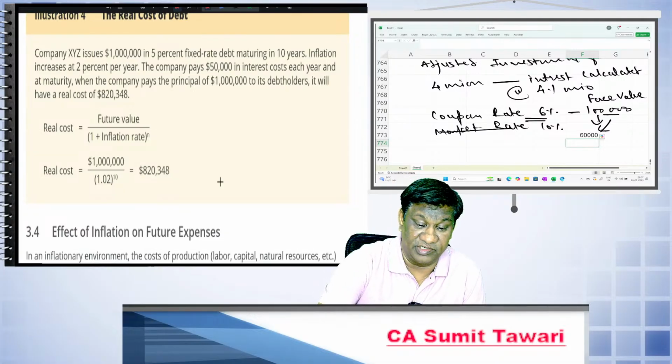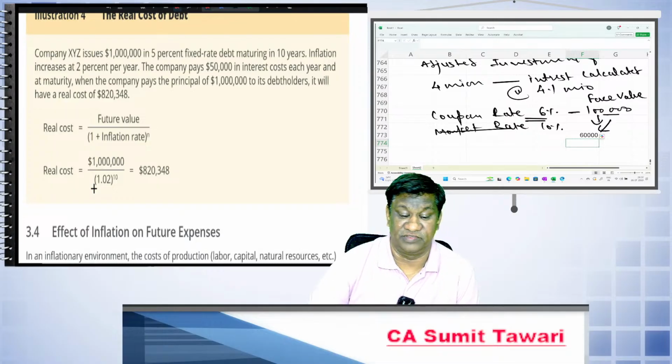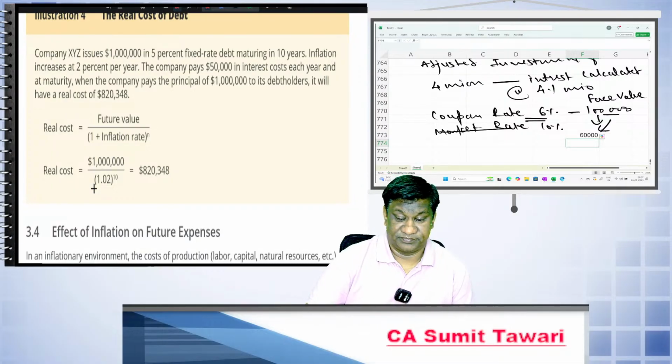So how did we calculate it? The future value divided by 1 plus the interest rate. The future value is basically the 1 million. If I calculate with the inflation rate, it is 820,348. So it is basically the discounting factor which we need to apply.